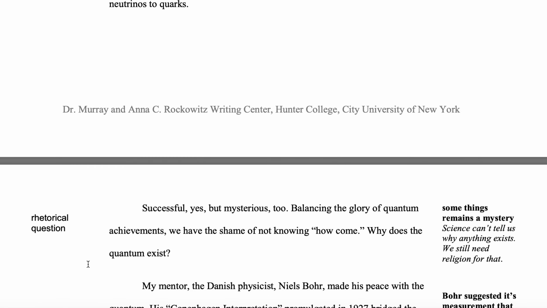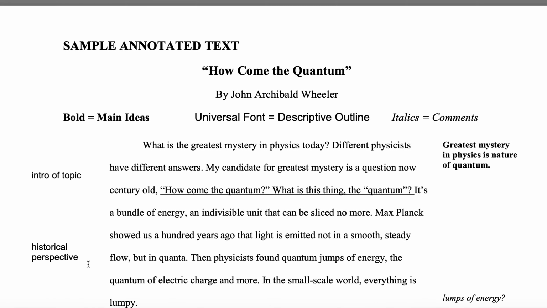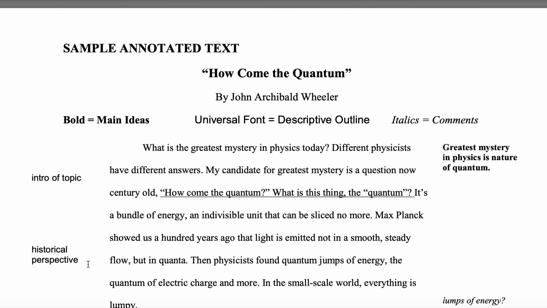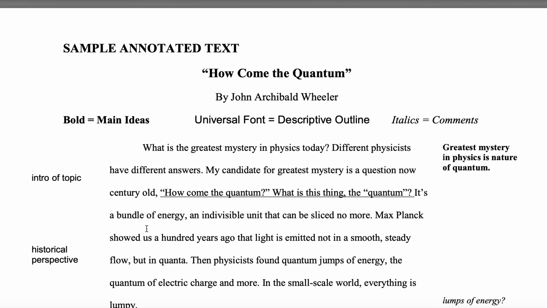So this is how a text is annotated. You can annotate a text differently, but definitely the best way to annotate a text is to combine highlighting with summarizing and paraphrasing, with writing comments, and with writing a descriptive outline. This is the best way to do it.